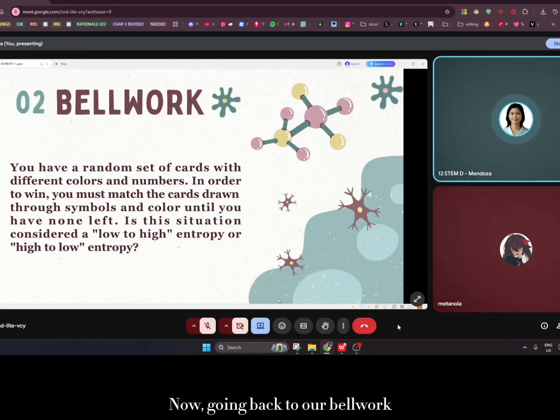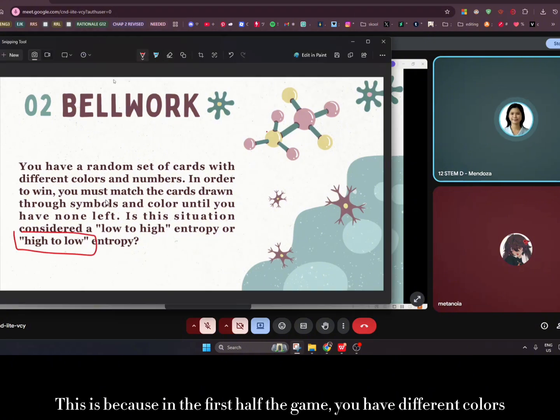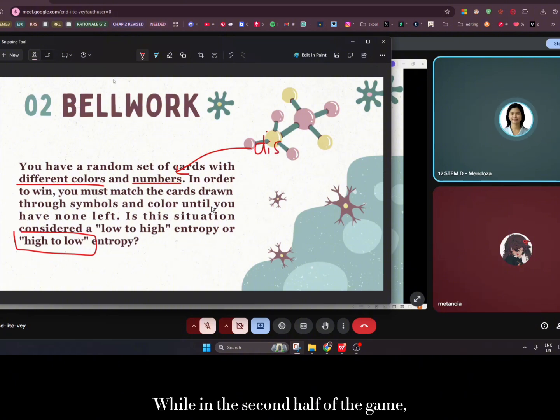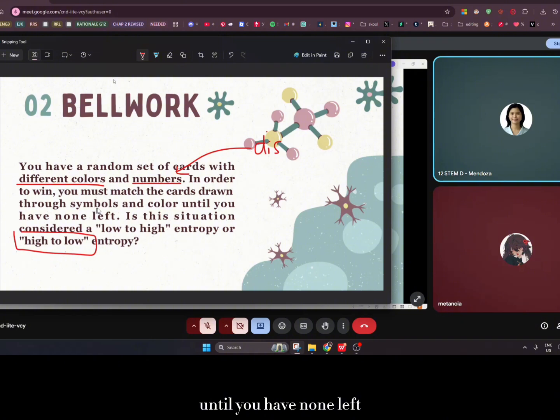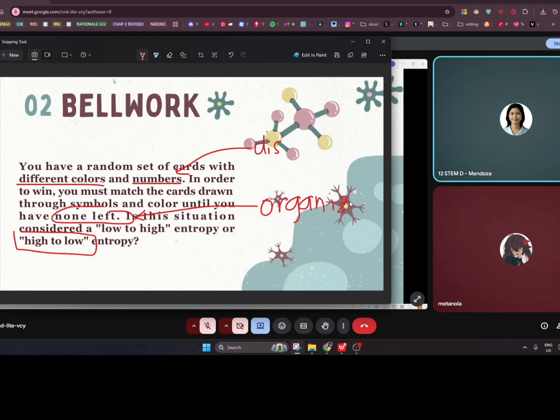Now, going back to our bell work, the answer for this would actually be high to low entropy. This is because in the first half of the game, you have different colors and numbers of cards, meaning it is more disorganized. While in the second half of the game, you will have to be drawing the same color and same symbol cards until you have none left, meaning this is more organized and it is considered low entropy. So that is the answer for our bell work for today.